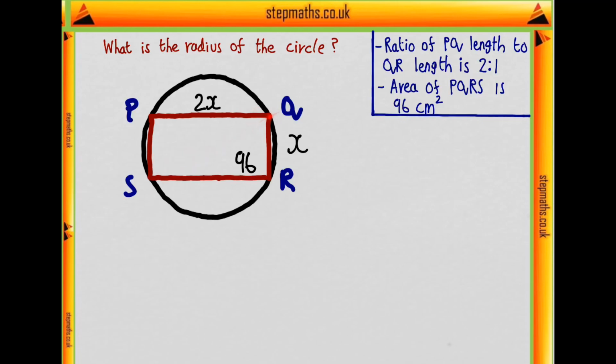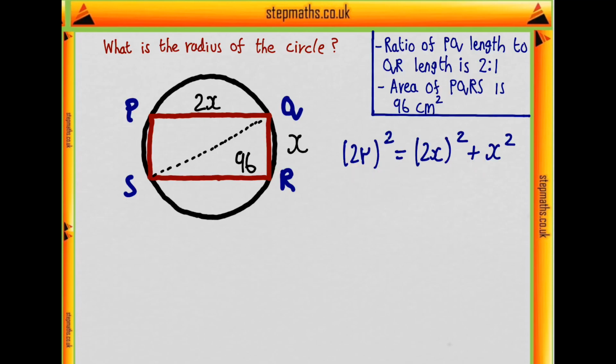Now the radius is, basically if we drew between Q and S, then half of this distance here will be the radius. But QS in its entirety is quite an easy distance to find, because we've just got a right angled triangle here. So this distance is 2r, right? So 2r squared by Pythagoras is equal to 2x squared plus x squared.